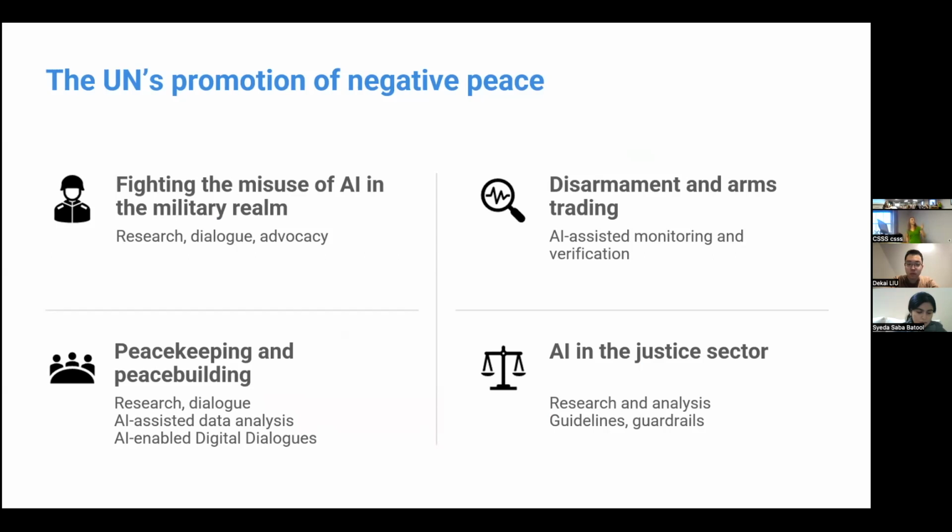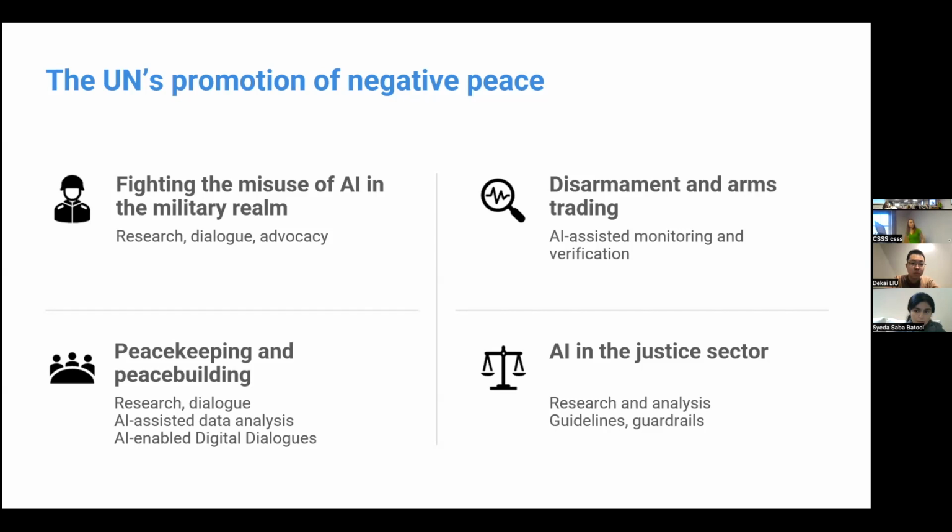So yeah, the four areas in which the UN is working to promote negative peace are, first, engaging in a fight against the misuse of AI in the military. We've seen this in one other panel today, where we had a presentation about the UN's efforts to research and raise awareness about AI's implications for the military realm, especially when it comes to nuclear weapons.